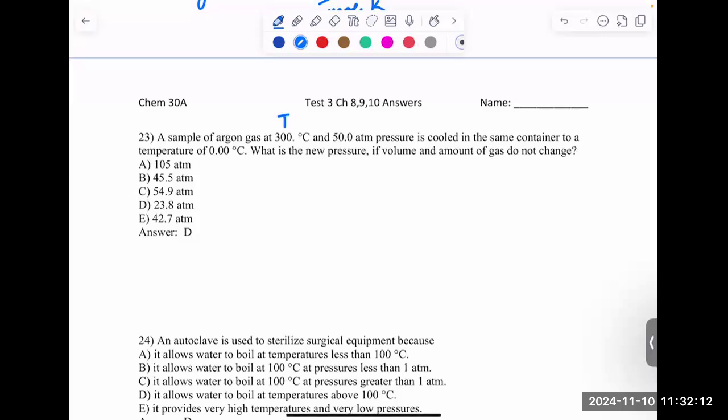Okay, next is a sample of argon gas at 300 degrees Celsius. So that's the temperature. At 50 atm, so that's the pressure, it is cooled in the same container to a temperature of 0 degrees Celsius. So this one was T1, this was P1, this is T2. What is the new pressure? So we need to find P2. So here, this is based on the Gay-Lussac law. So P1 over T1 is equal to P2 over T2.